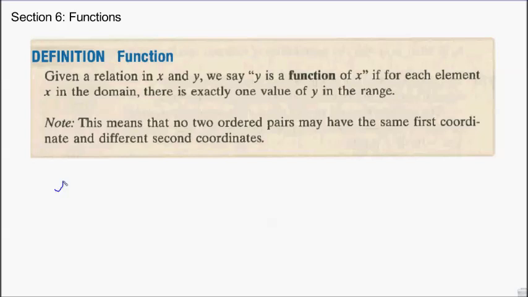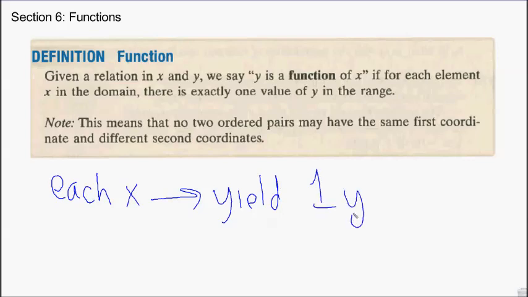Functions. Each x can only yield or give us one y. Okay, so again, like I said, it's like a machine, right? If I put in a number for x, I can't get more than one number out of the machine. And that's when I have a function. So no two ordered pairs can have the same first coordinate and a different second coordinate. We went over that yesterday.